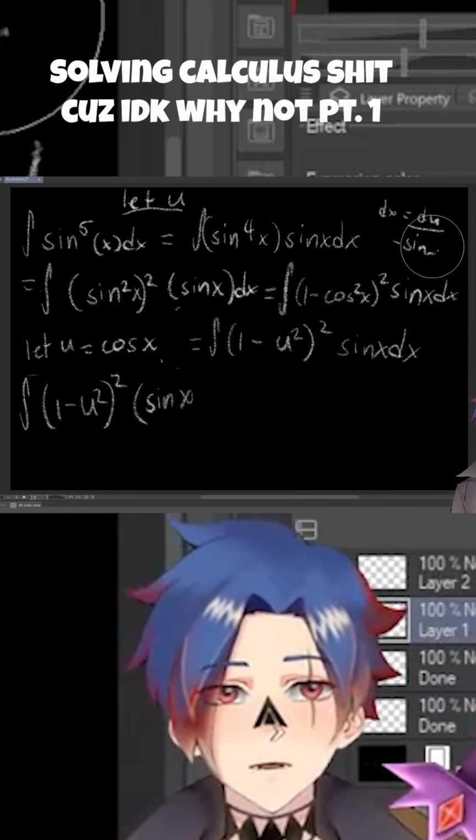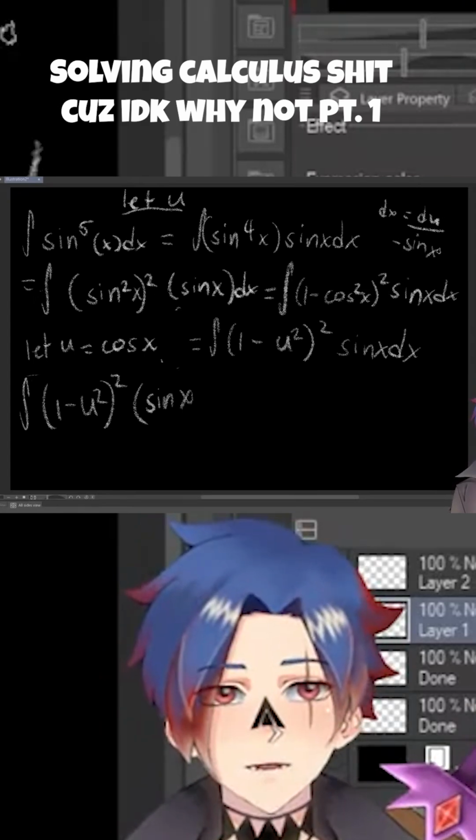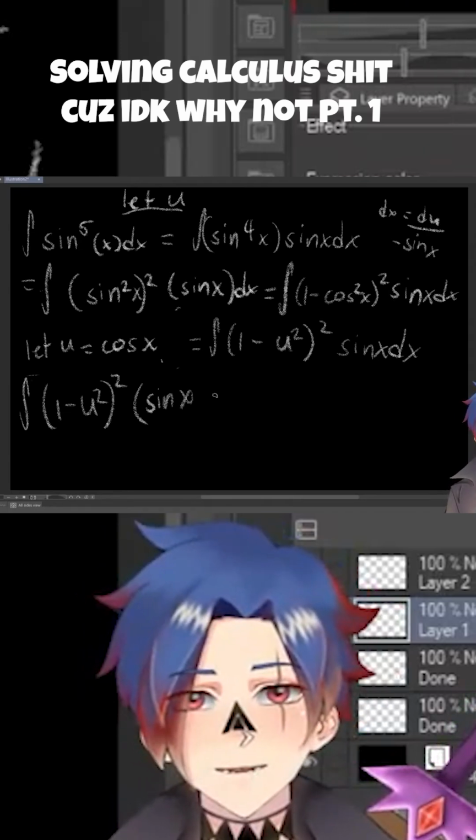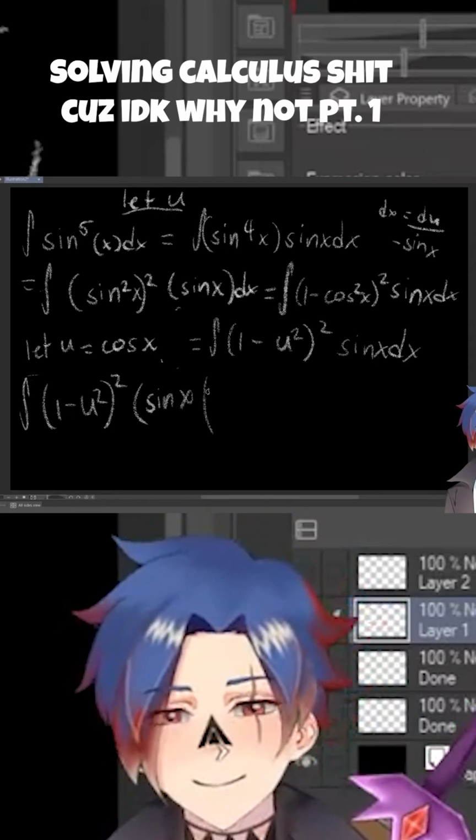Oh, look at that! Would you look at that? Look at that sine x. Oh, look at that sine x.